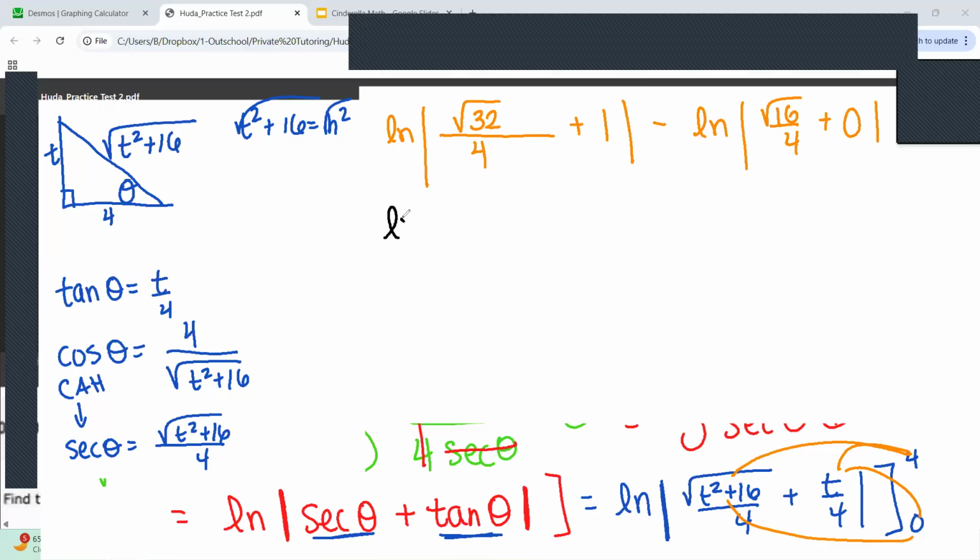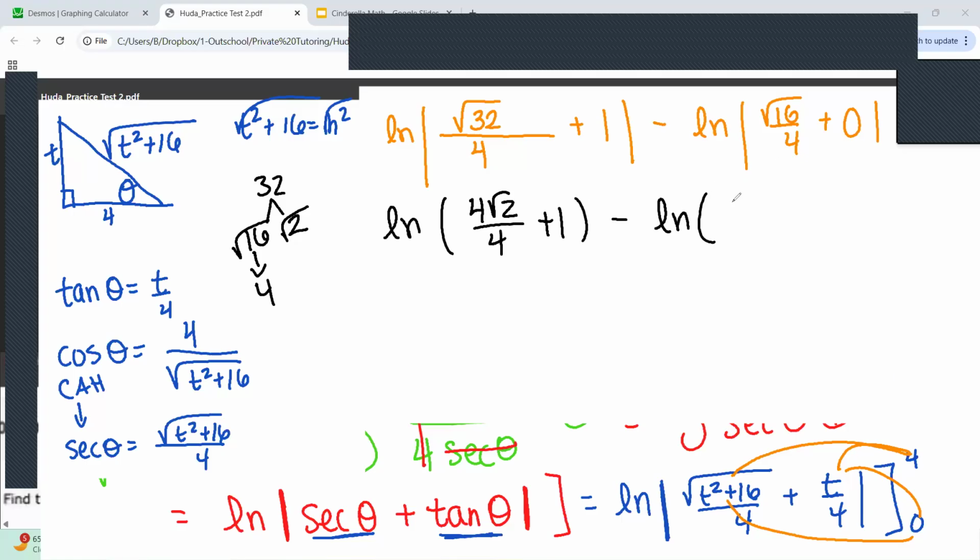Okay, so natural log 32, you could break down to be 16 and 2. Square root of 16 is 4. So this would be 4 root 2 over 4 plus 1 minus natural log. Square root of 16 is 4. So this one is just natural log of 1, which is 0. That's just a rule we should know. And these 4's cancel, and we get natural log of root 2 plus 1.